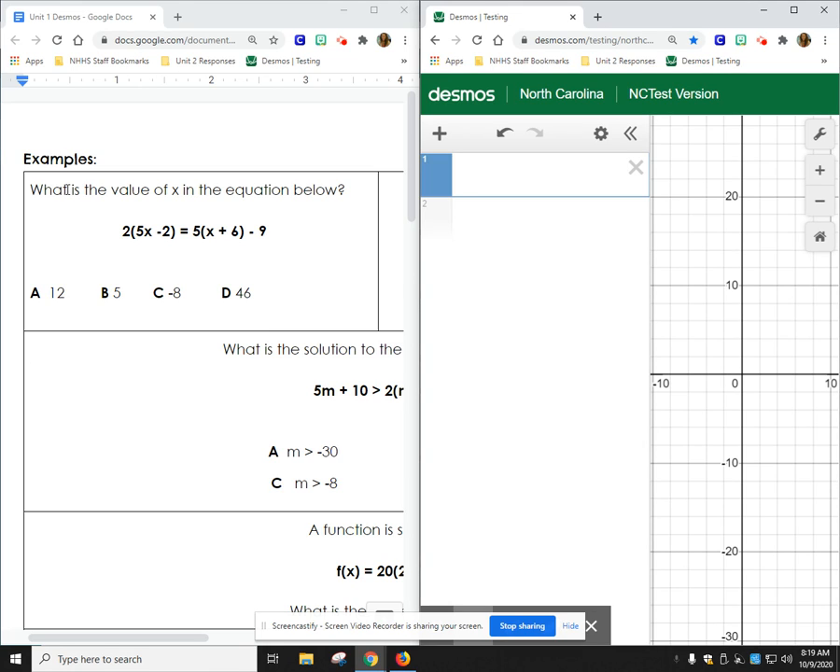If we're going to look at the first example, what is the value of x in the equation below? If we were solving this by hand, we would distribute and combine our terms and get the variable by itself. But DESMOS is super awesome. The way we're going to do this is put the first half of the equation into this line 1 over here. So we can type that in. We don't want to put any spaces. And then we're going to put the second part of the equation in the second line.